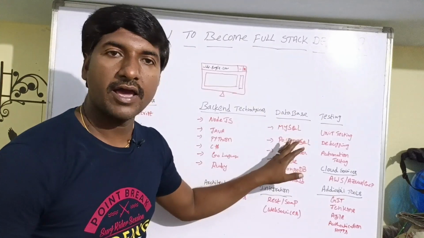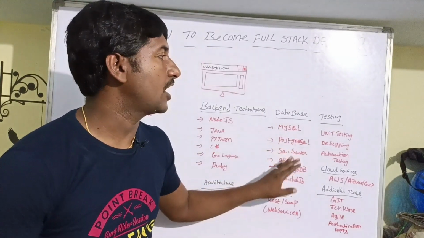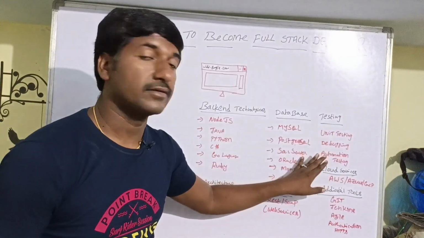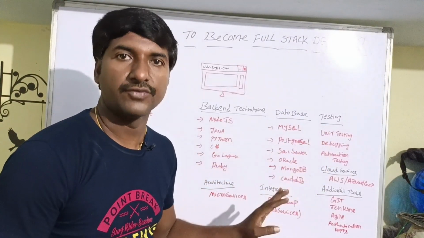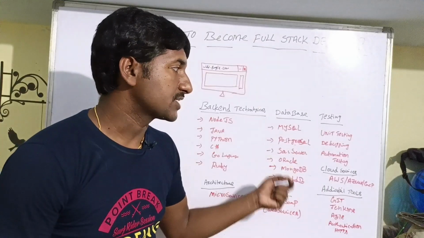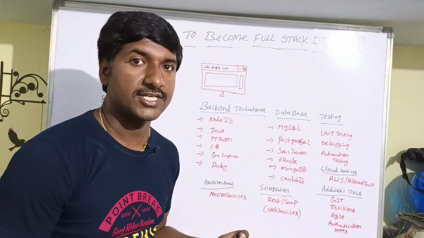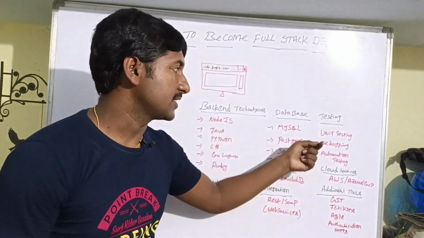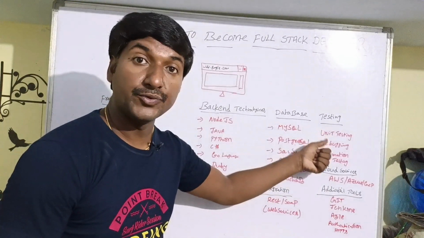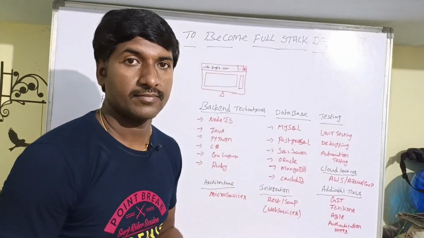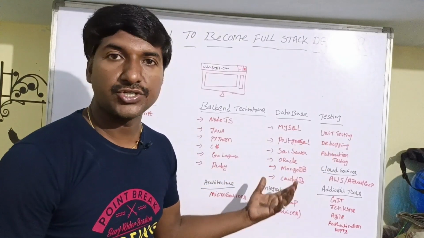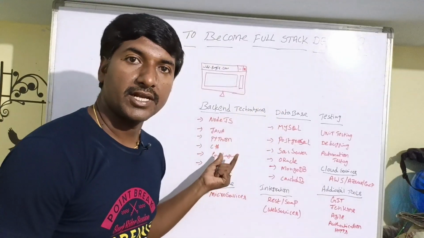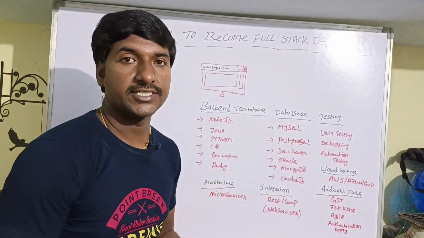Okay, so after having knowledge on database skills, then you have to learn some testing skills as well, like automation testing. That means the Selenium basic knowledge is enough. At the same time, you must have debugging skills as well, to become a successful full stack developer. At the same time, you must write unit testing cases as well, using JUnit or whatever, based on the programming language, you have to choose the unit testing tools as well.